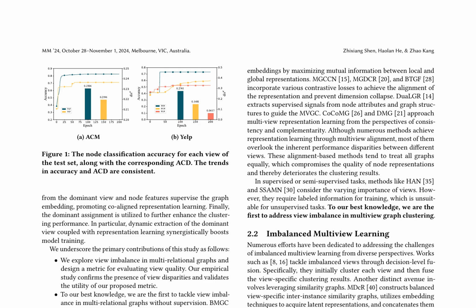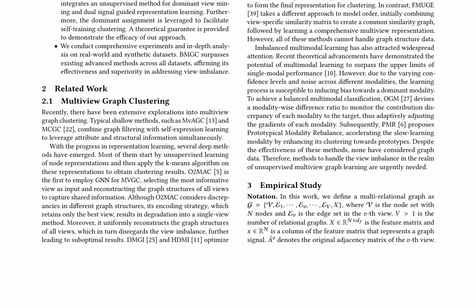effectiveness. Figure 1 illustrates the node classification accuracy for each view of the test set, along with the corresponding ACD, average cluster dispersion. The trends in accuracy and ACD are consistent, highlighting the importance of considering view imbalance. Unlike existing multiview graph clustering methods that overlook view imbalance and treat all graphs equally, BMGC synergistically boosts model training by dynamically extracting the dominant view and promoting co-aligned representation learning.